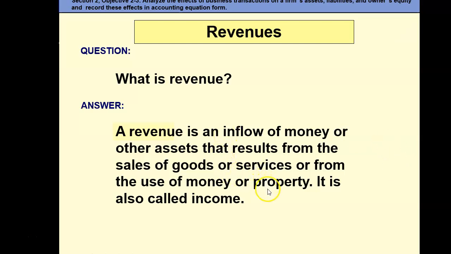Or if you have property that you're renting out, you have what's known as rental revenue. In accounting, revenue is also referred to as income. Sometimes they may call it service revenue, or they may call it service income. From an accounting perspective, revenue and income, those terms are synonyms.